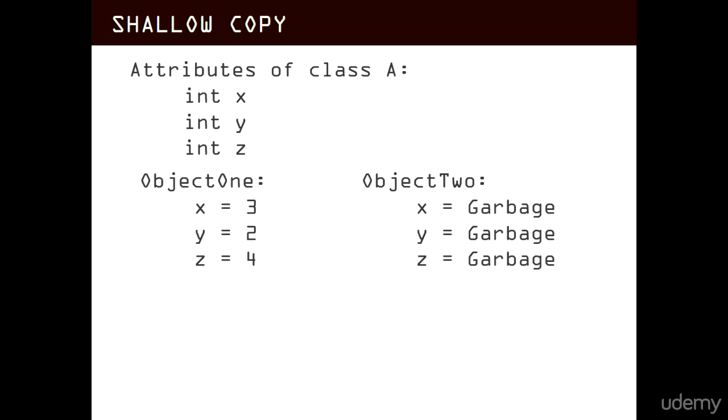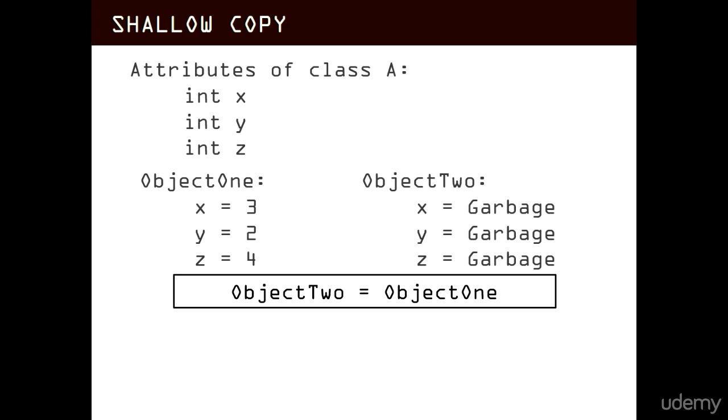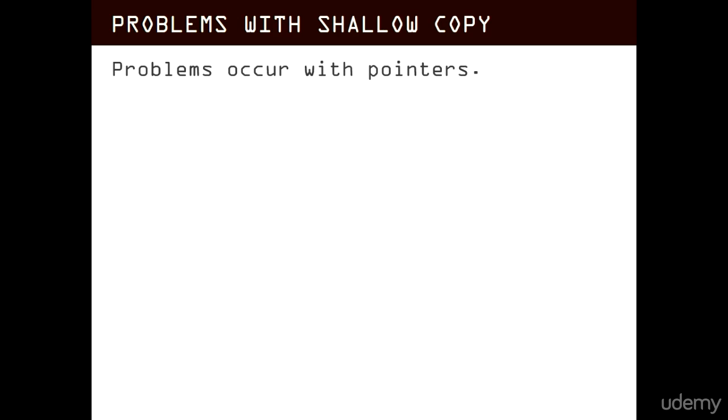Now imagine you have a class with three attributes x, y, and z. You create an object for one from the class A, and you set the attributes equal to 3, 2, and 4. You create another object, but you don't allocate anything to x, y, and z, and this is left as garbage for now. Now, when you set object 2 equal to object 1, all the data from object 1 would be copied to object 2. Now, in this case, we don't have any problems with the shallow copy constructor.